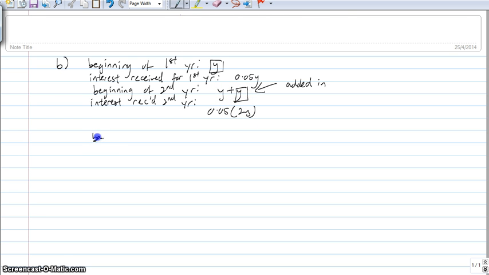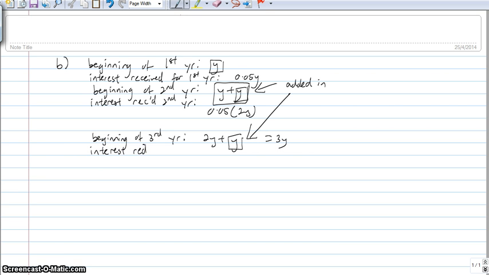Now at the beginning of third year, again once the interest has been added in, she removes it. So that means I should only have this amount plus another Y that she newly added in. So that will be 2Y plus Y. This is added in, so this is 3Y. So my interest received will then be 0.05 multiplied by 3Y.